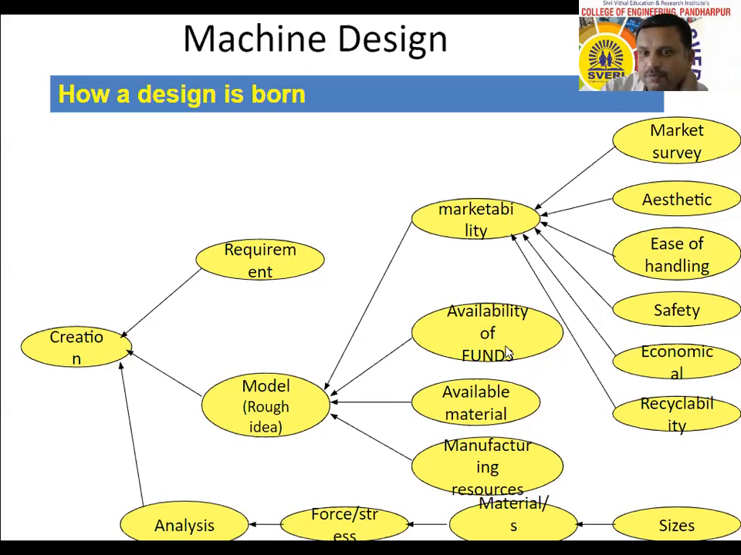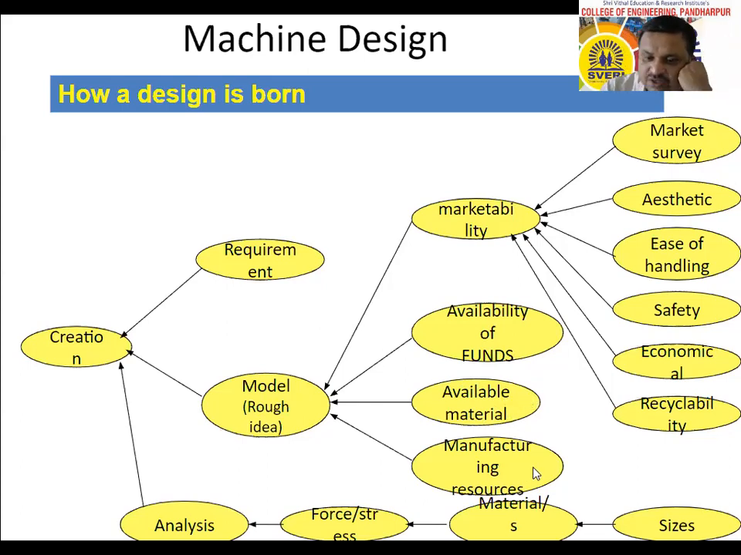Next is availability of funds. You know for each and everything we require money. Funds means money only. Therefore, without funds we can't survive or do new things. Then availability of material. Now you know that in whatever products are there, 60 to 70% is material cost. Therefore, availability of material, suitable or economical material, we have to take into consideration.